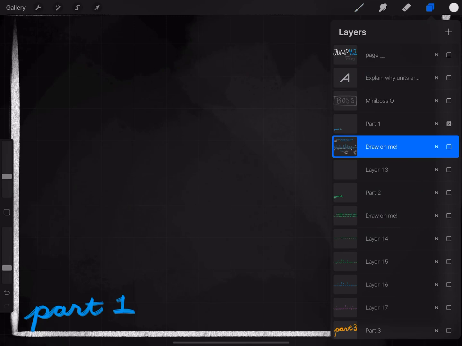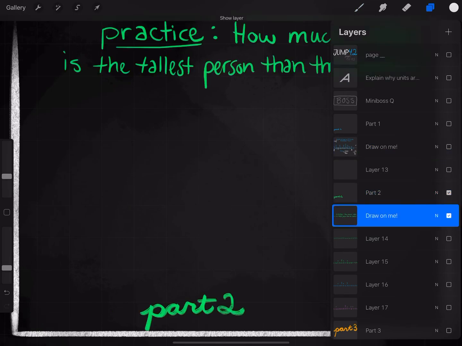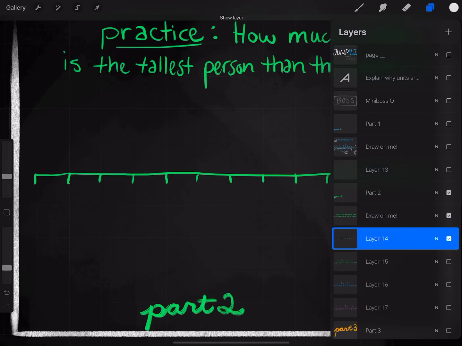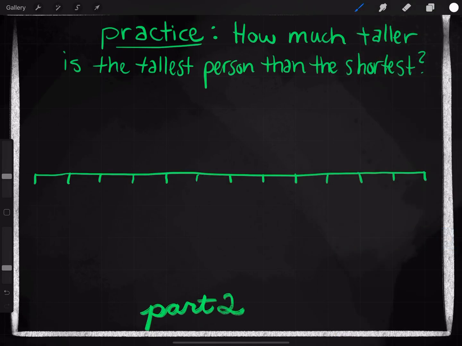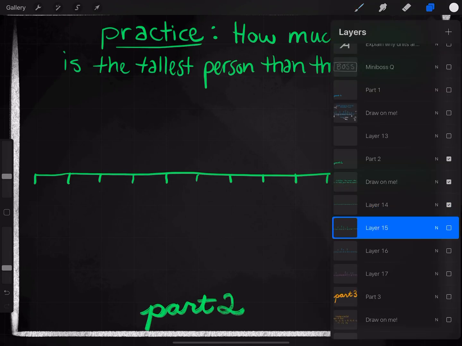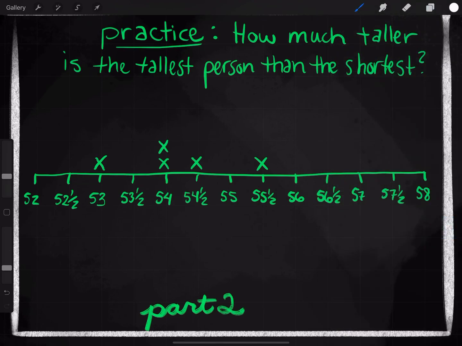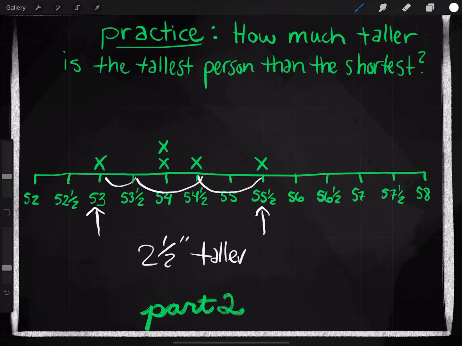Okay, this is part 2. So here we have some practice. How much taller is the tallest person than the shortest person? And let me add some info for you. Okay, so go ahead and try that. Okay, hopefully you could try that. Here's the tallest person. Here's the shortest person. There's 1, 2.5. 2.5 inches taller. Okay.